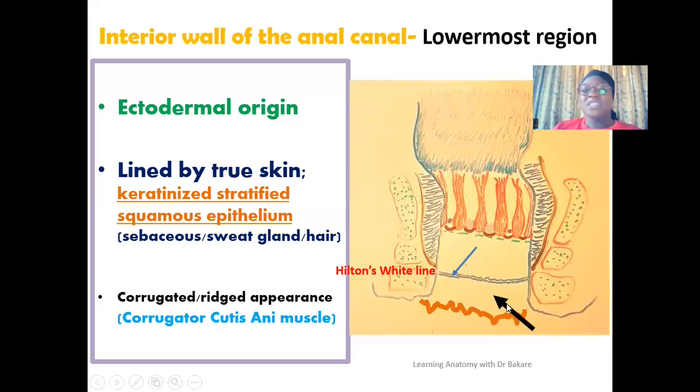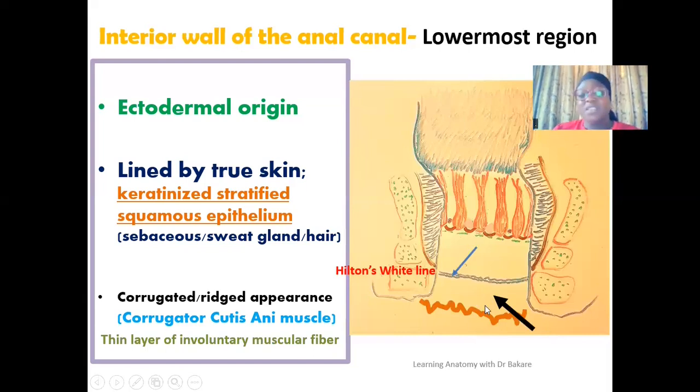The lowermost region of the anal canal is also seen to have a corrugated or ridged appearance, and this corrugated appearance is formed by the corrugator cutis ani muscle. This corrugator cutis ani muscle is a smooth or involuntary type of muscle. This we'll discuss in a subsequent lecture on the anal sphincter. Please do watch out for this, where we'll be giving a detailed explanation on the corrugator cutis ani muscle.